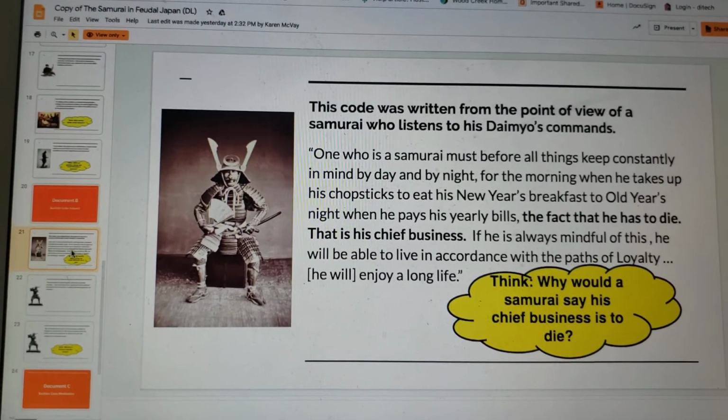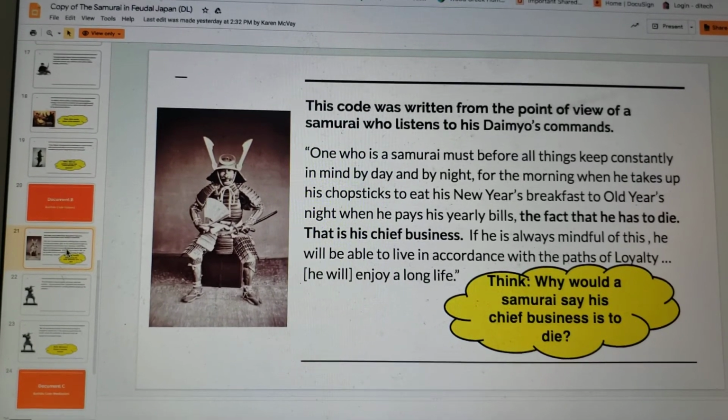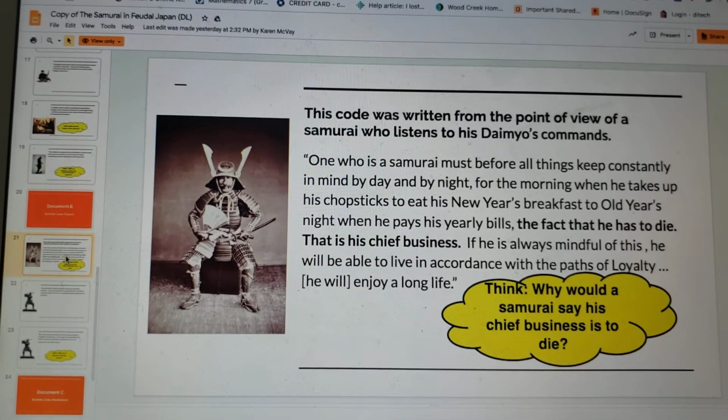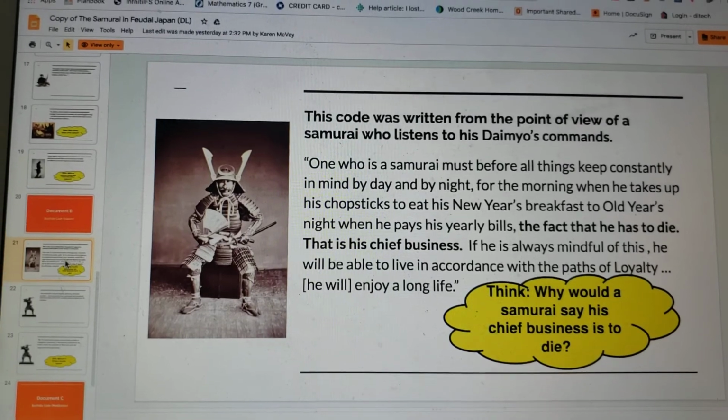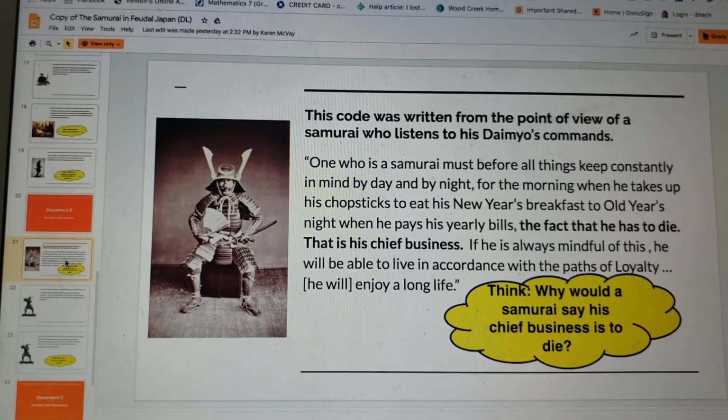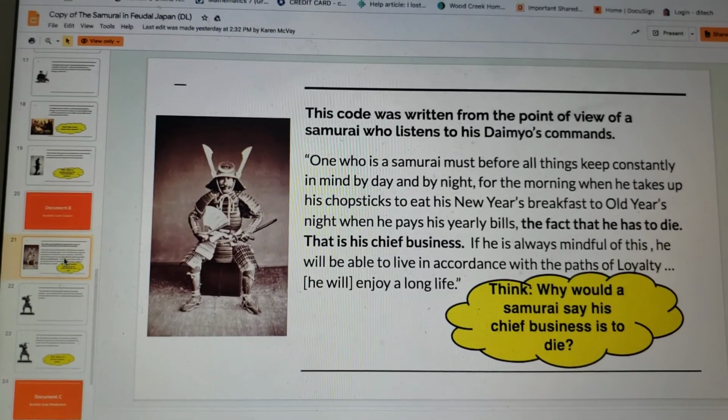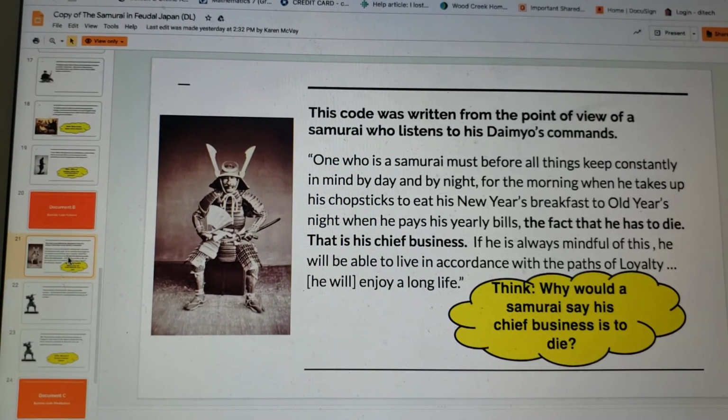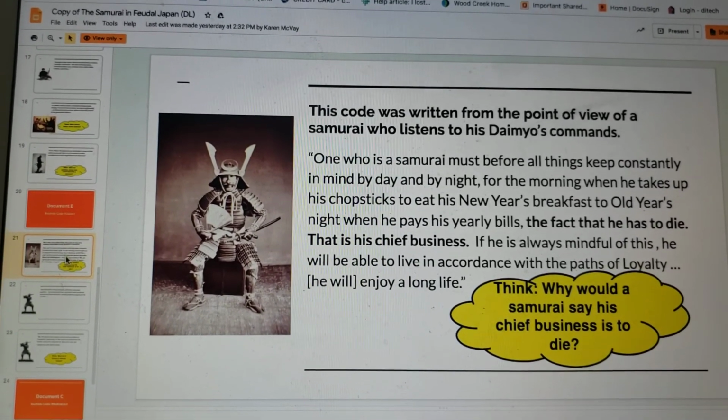If he is always mindful of this, he will be able to live in accordance with the paths of loyalty. He will enjoy a long life. Take a moment and think, why would a samurai say his chief business is to die?